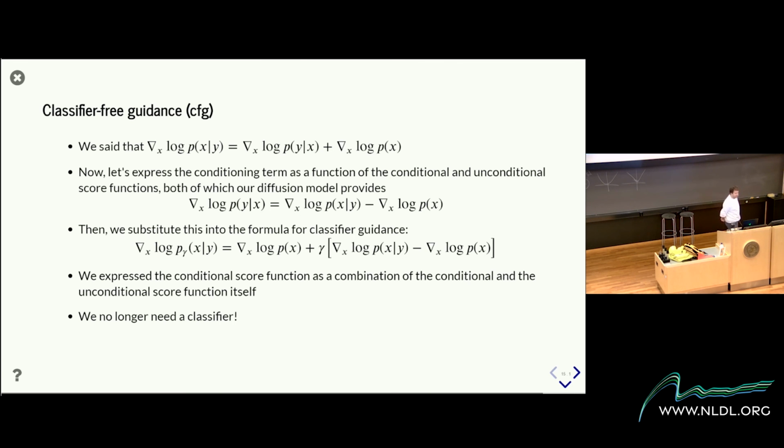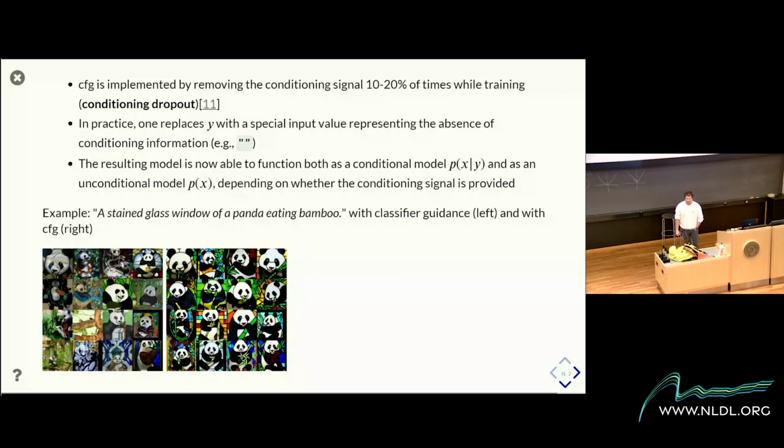So basically, we now express the conditional score function as a combination of the conditional and the unconditional score function itself. Basically, we got rid of the classifier. Okay? We express the classifier just as the difference of conditioned and unconditioned generation. So, why is this good? Because, as we said before, generative models take into account all the input space. They are much more thorough. So they can work as a much better classifier than the standard one for this purpose.